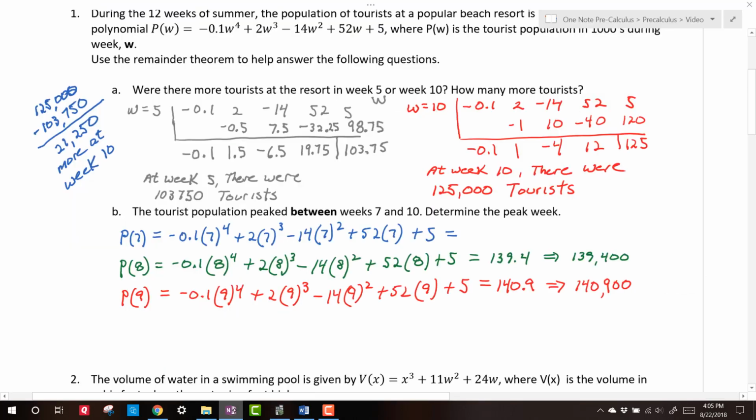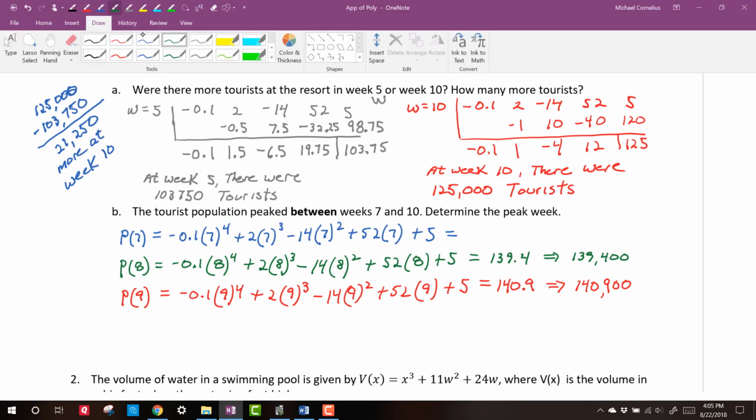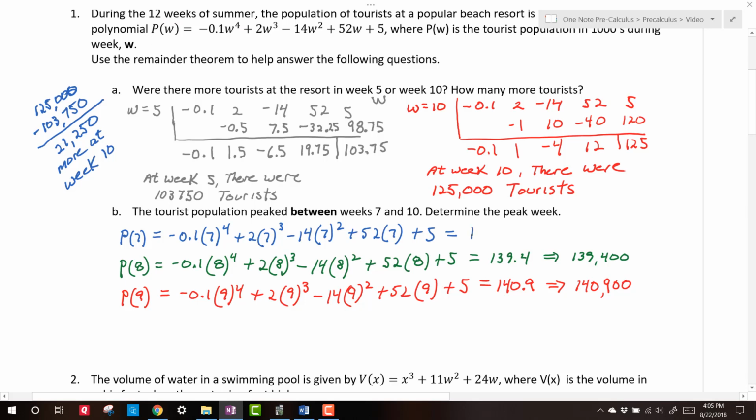Alright? So the last one is 128.9. Blue is 128.9, which implies 128,900 tourists. So week 10 we already did, so we're looking to see which week where the population peaked. So did it peak at week 7, 8, 9? We already did week 10, that was 125,000. So we can definitely see that at week 9, this is the peak. Peak at week 9.